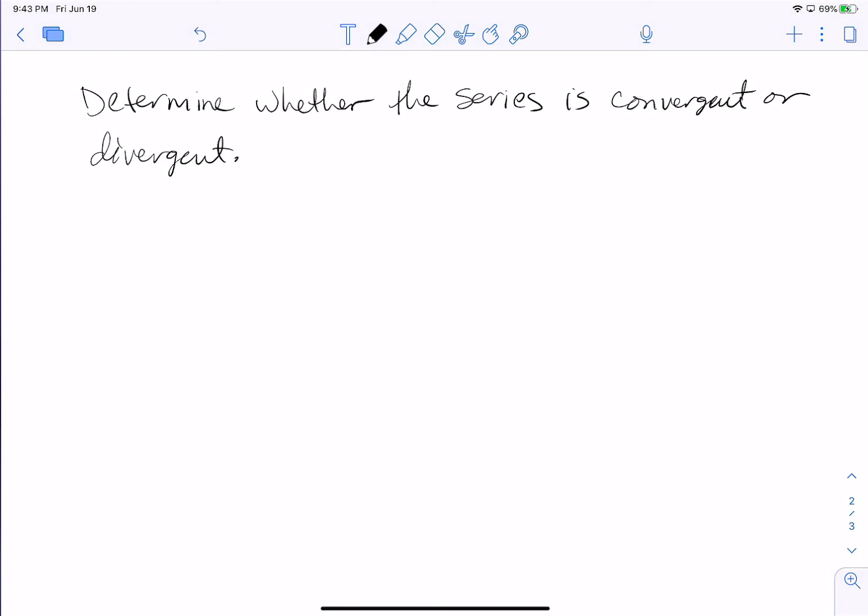Now we're going to determine whether a series is convergent or divergent. Our series is 1/5 plus 1/7 plus 1/9 plus 1/11 plus 1/13 and so on, so plus dot dot dot. We note that all the numerators are 1 and the denominators 5, 7, 9, 11, 13 form an arithmetic sequence.